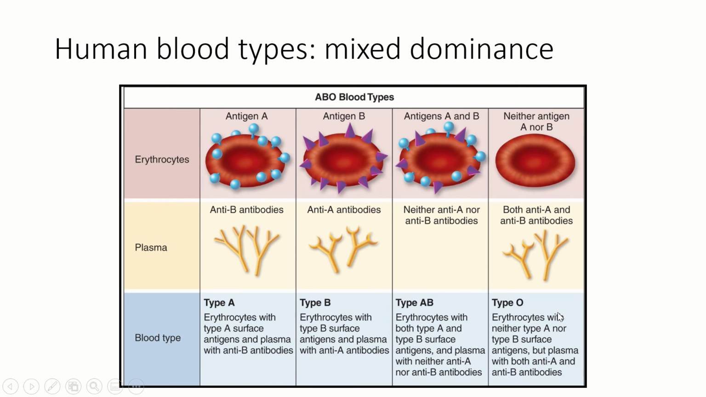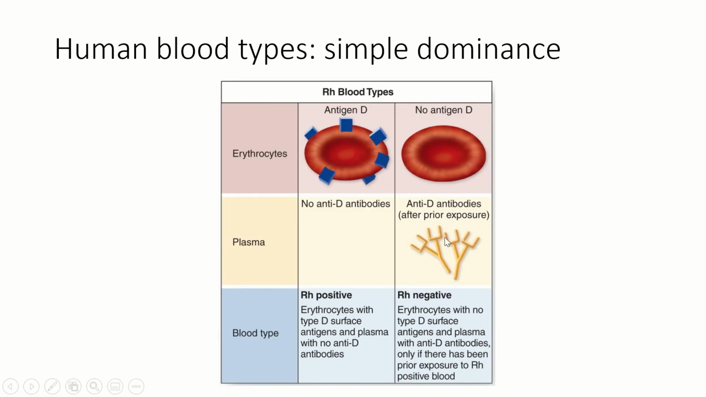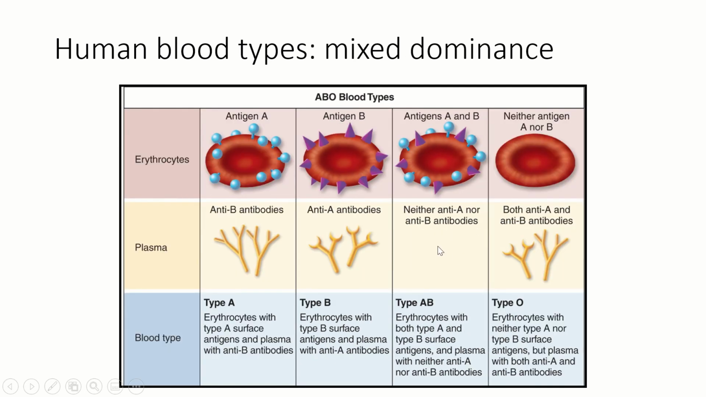All right, but here's the cool thing. If you have AB blood, then you are the universal blood plasma donor, and your plasma is very valuable because it doesn't have antibodies to interfere with any red blood cells, and so they can give your plasma to anyone.